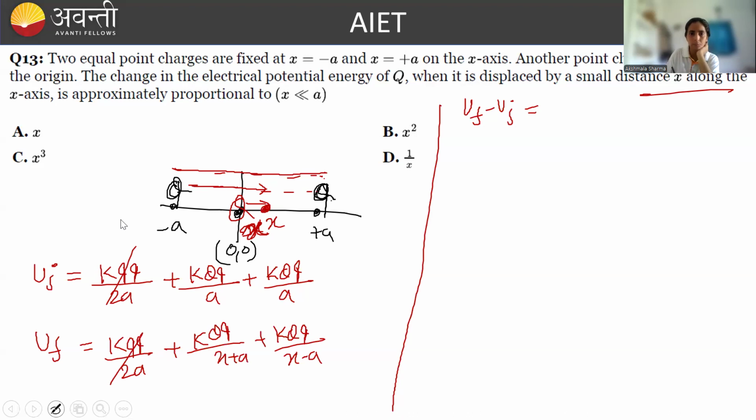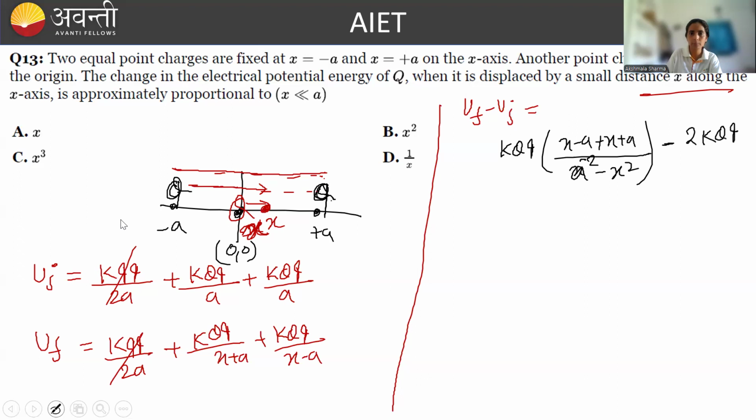And here if you do, चलो अच्छे से आराम से करो इसको, सही से कैलकुलेट करोगे, you will get the answer. KQQ by 1 by x plus a plus 1 by x minus a, तो ये हो जाएगा x minus a plus a divided by x square, sorry, a square minus x square. ठीक है, this is this minus 2kqq by a. This is this, right? Now let's calculate it.